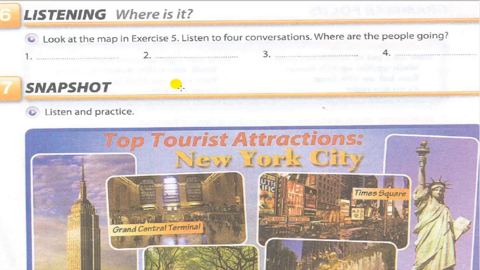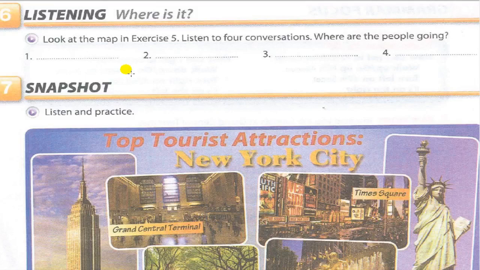Page 89, exercise 6, listening. Where is it? Look at the map in exercise 5. Listen to four conversations. Where are the people going?